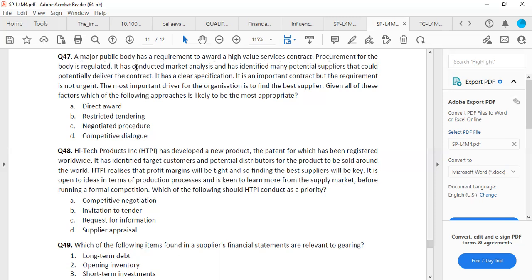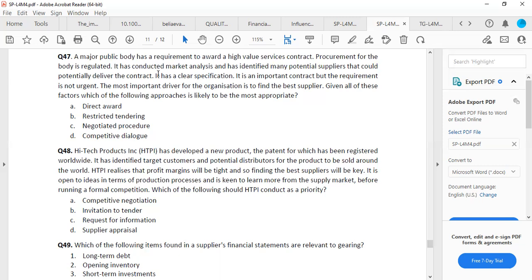So let me read it again. A major public body has a requirement to award a high-value services contract. Procurement for the body is regulated. It has conducted market analysis and has identified many potential suppliers that could potentially deliver the contract. It has a clear specification. It is an important contract, but the requirement is not urgent. The most important driver for the organization is to find the best supplier. Given all of these factors, which of the following approaches is likely to be the most appropriate?